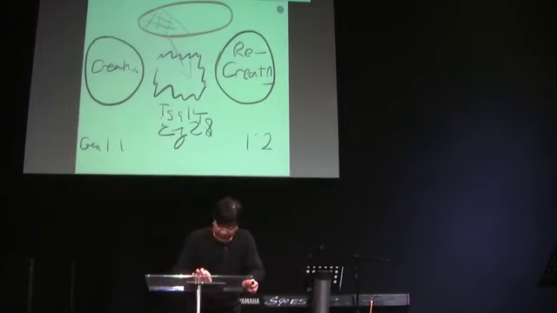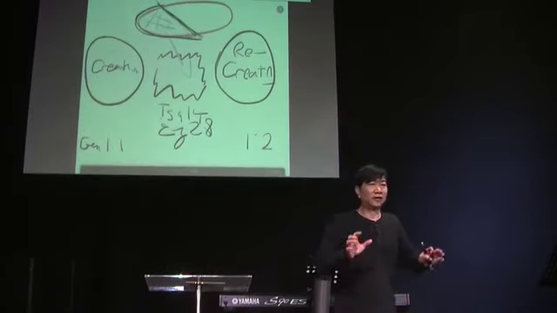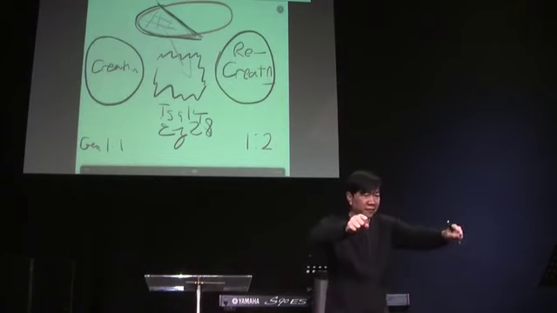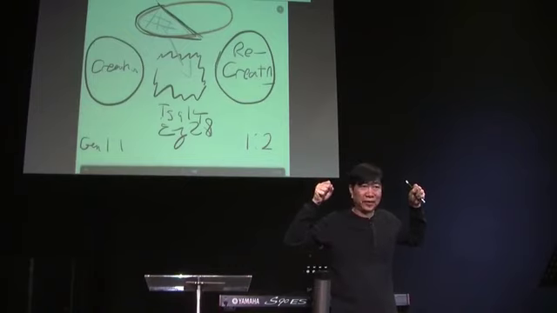I use a black line now. This whole section was cordoned off. And then in His judgment, God removed all of His life from that section. And His life is like His light.